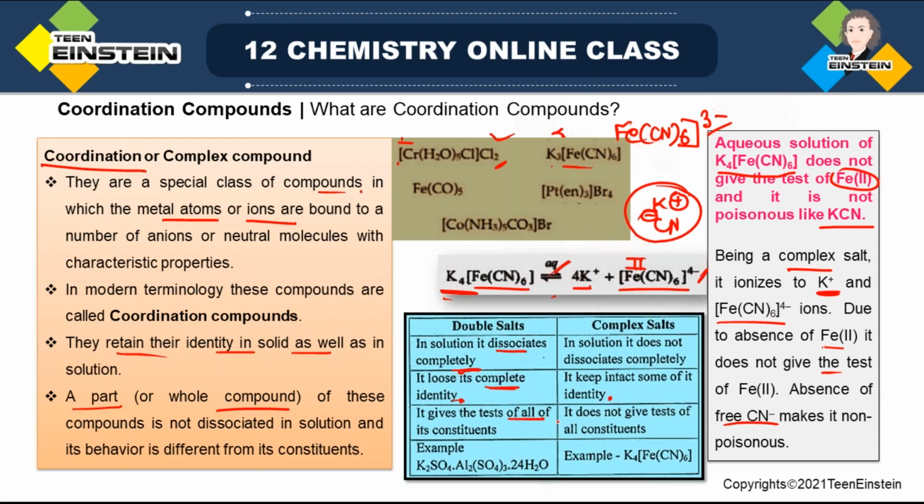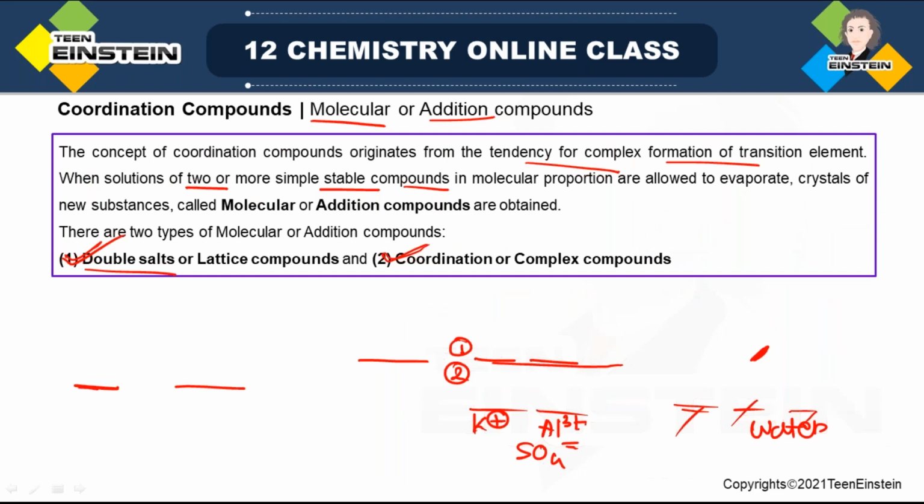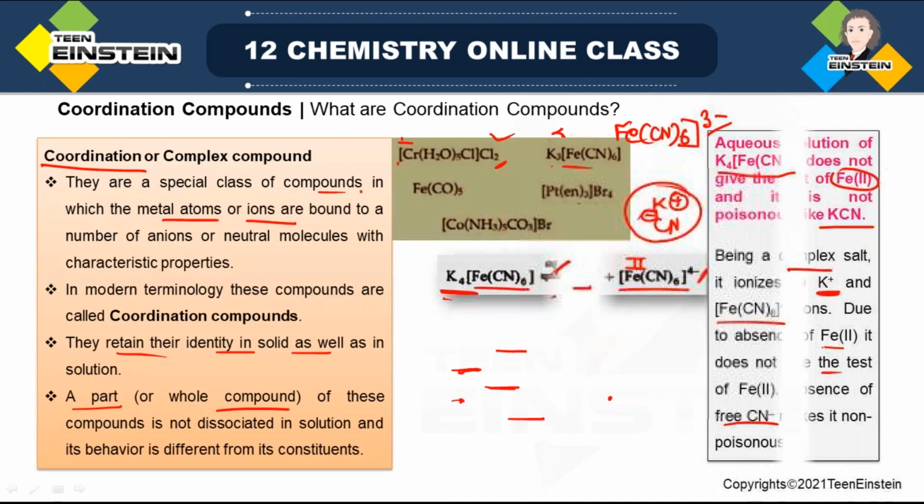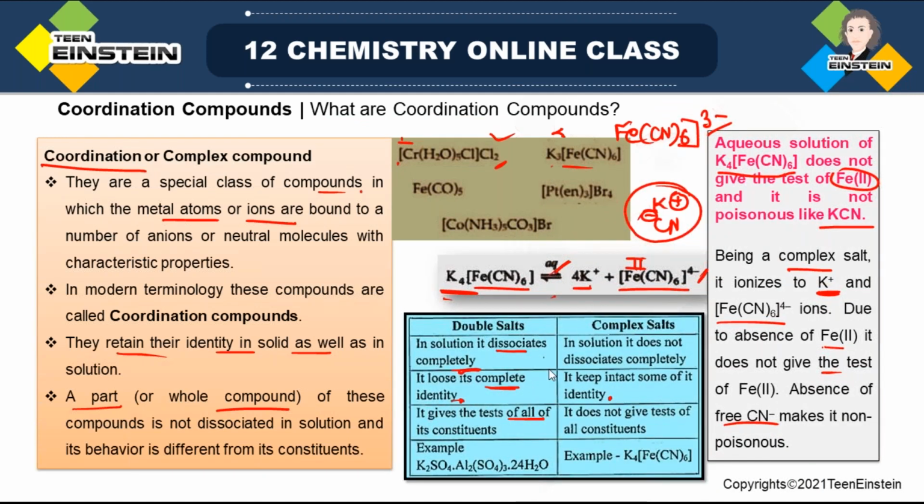It gives a test of all its constituents. Remember in the last slide what we have seen? Here from K2SO4.Al2(SO4)3, you are getting all these individual ions. So it will give a positive test for K+, for Al3+, for sulfate. That point is mentioned in this table, the third point. It gives all the tests positive for its constituents, but that is not the case for a complex salt. And here we have one example. Okay, so these are the differences between these two. But our main focus in this chapter will be on the coordination compounds, not double salts.